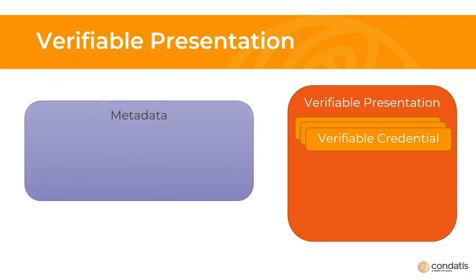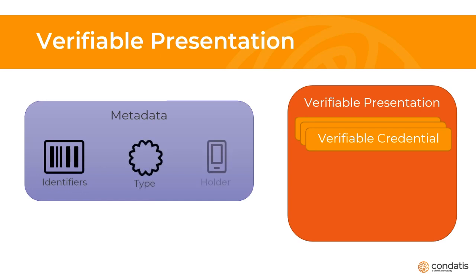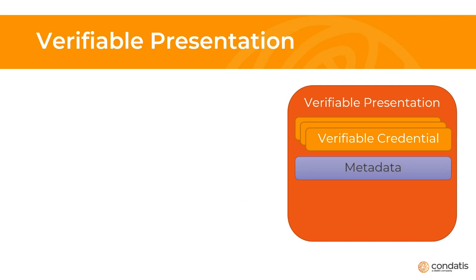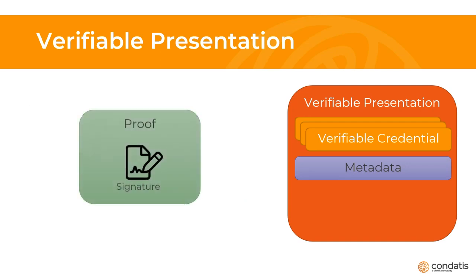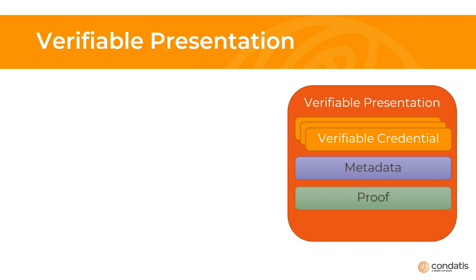Similarly to verifiable credentials, a verifiable presentation also contains metadata. Common presentation metadata are identifiers, types, and holder information. The verifiable presentation must also have a proofing mechanism. Just like with the verifiable credentials, the proof can be embedded or it can be external. And just like with the credentials, the verifier can use this proof to verify that the presentation is from the holder and it's not being tampered with.